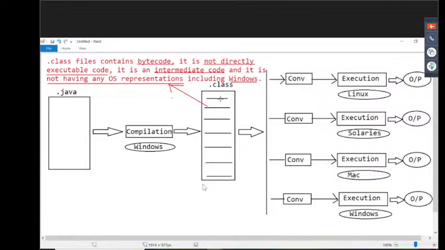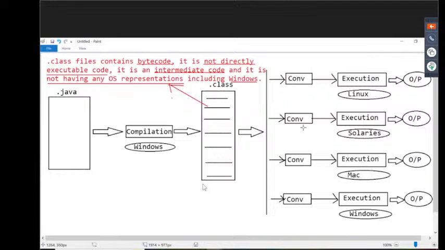This converter is able to take the bytecode from neutral representation and convert that neutral bytecode into Linux representations. This converter is able to convert bytecode from neutral nature to Solaris representations. This converter converts the bytecode from neutral representations to Mac representations. This converter converts the bytecode from neutral representations to Windows representations. Yes, sir. All of you are getting it or not?